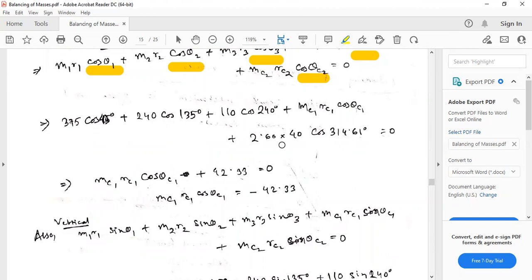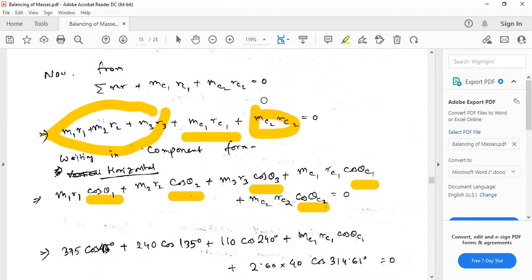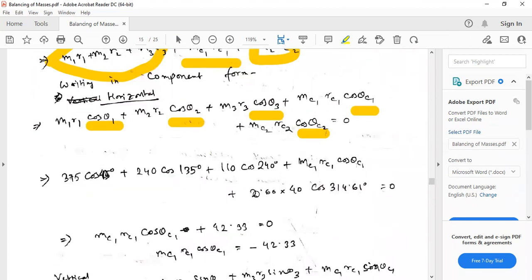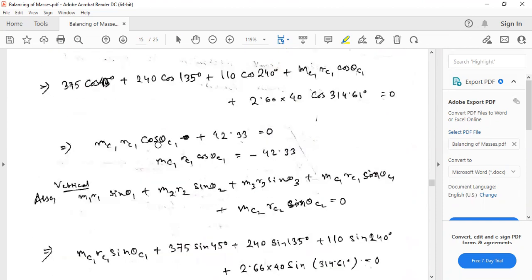These are calculated, and this one, MC2, we have just calculated. The MC2 value is 2.66 kg. So I'll put 2.66, the radius is 40 as given to you, and the angle is 340. So we are left with MC1 RC1 cos theta C1. We will put it aside. MC1 RC1 cos theta C1, this is one equation.